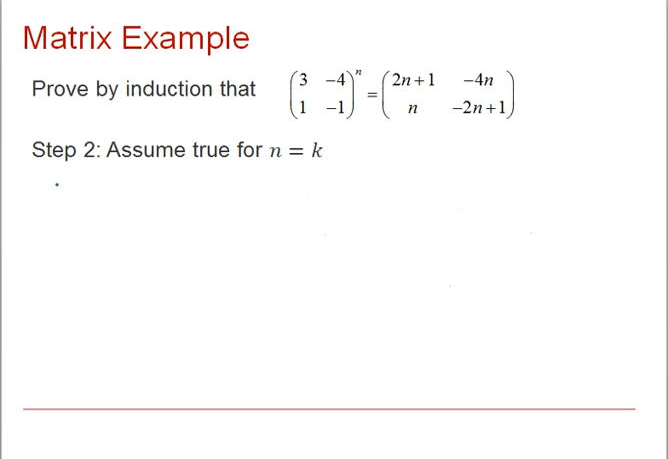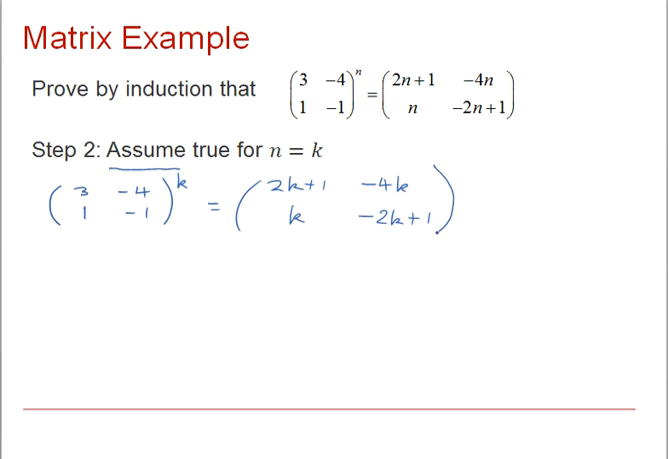Moving on to step 2, we will assume that this is true for n equals k. Therefore, the assumption is (3, 1; -4, -1) to the power of k equals (2k+1, k; -4k, -2k+1). So that's our assumption. We're now going to consider n equals k plus 1.